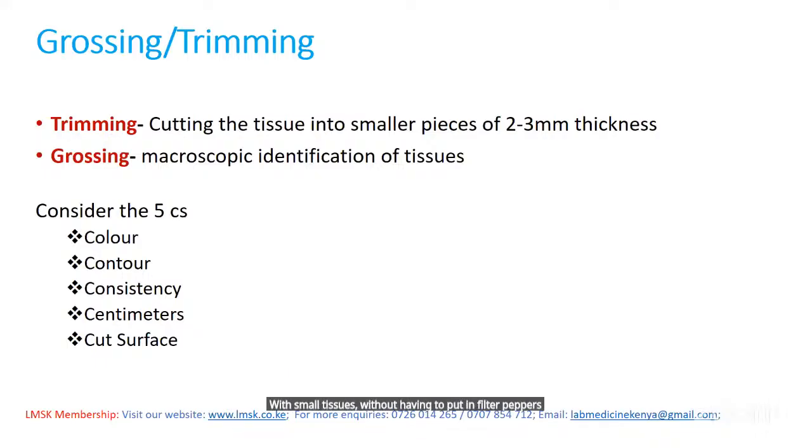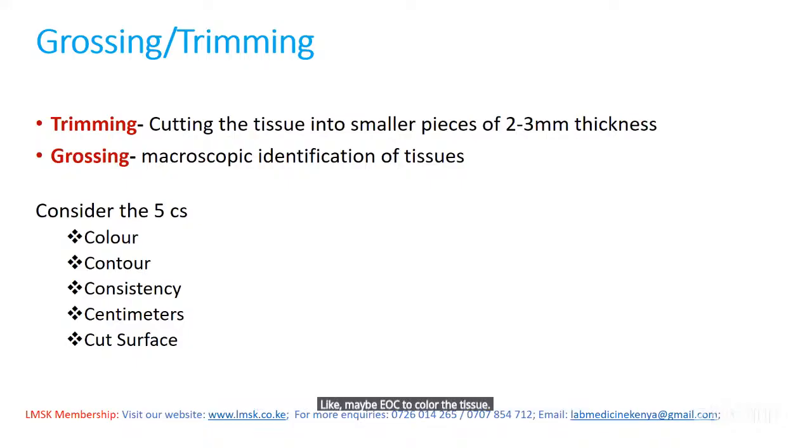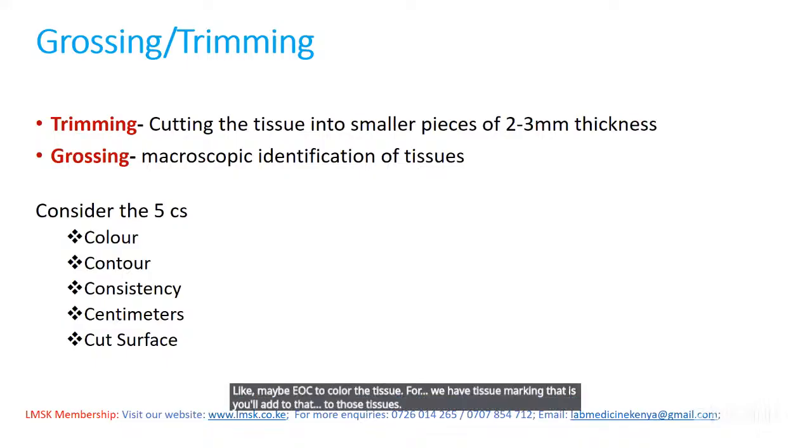And another thing that you have to put into consideration when processing those tiny tissues, it's advisable that we add some dye, like maybe eosin, to color the tissue, or we have tissue marking dyes. You add to those tissues to identify the tissues.